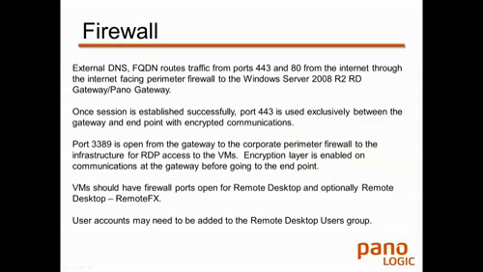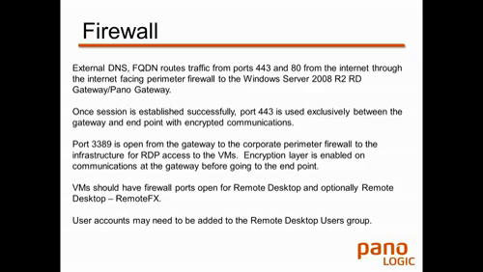Firewall requirements. The external DNS or fully qualified domain name routes traffic from ports 443 and port 80 from the Internet through the Internet-facing perimeter firewall to the Windows Server 2008 R2 RD Gateway or Pano Gateway server. Once a session is established successfully, port 443 is used exclusively between the gateway and the endpoint with encrypted communications. Port 3389 is open from the gateway through the corporate perimeter firewall to the infrastructure for RDP access to the VMs. Encryption layers are enabled on communications at the gateway before going to the endpoint.